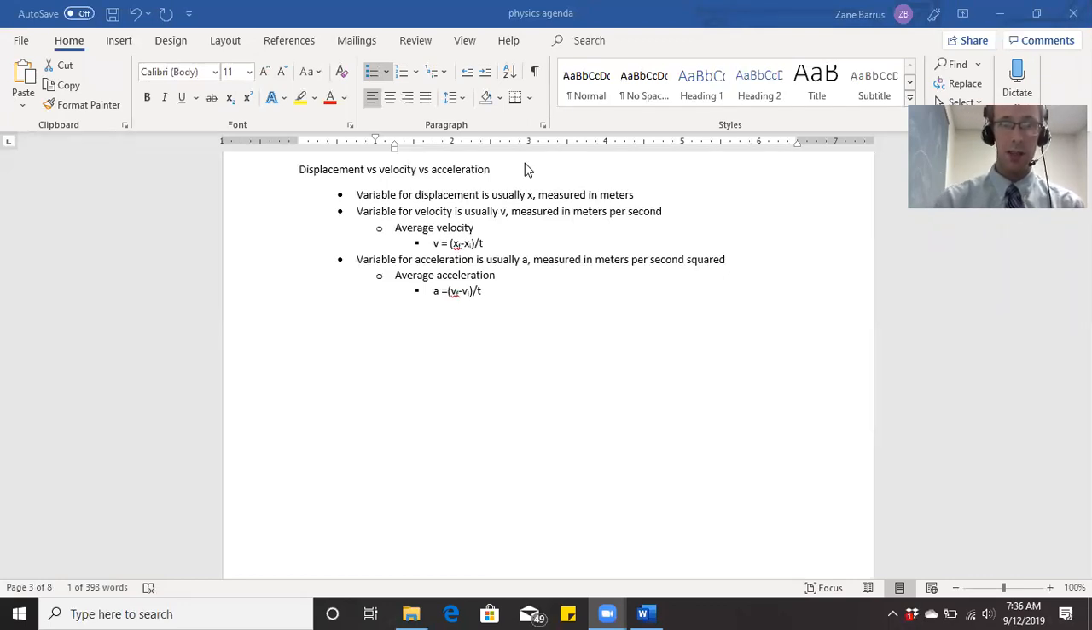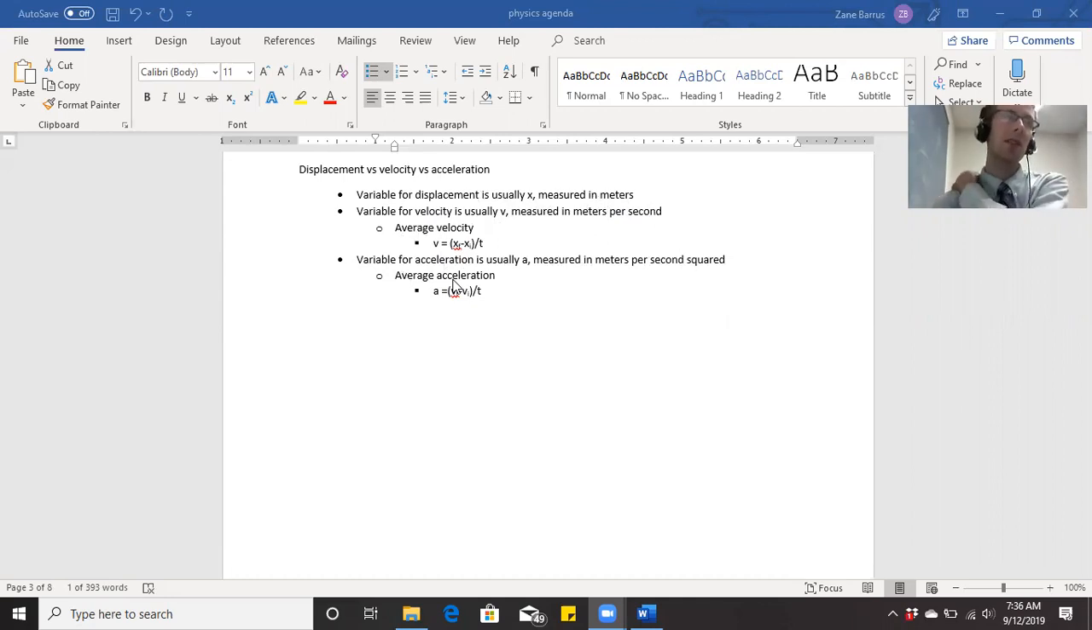Displacement is usually represented by the variable x, measured in meters. Velocity is usually represented by the variable v, measured in meters per second. Once again, we have that distance per time unit. Here's your equation for average velocity in case you didn't catch it on the last page. Now let's talk about acceleration.